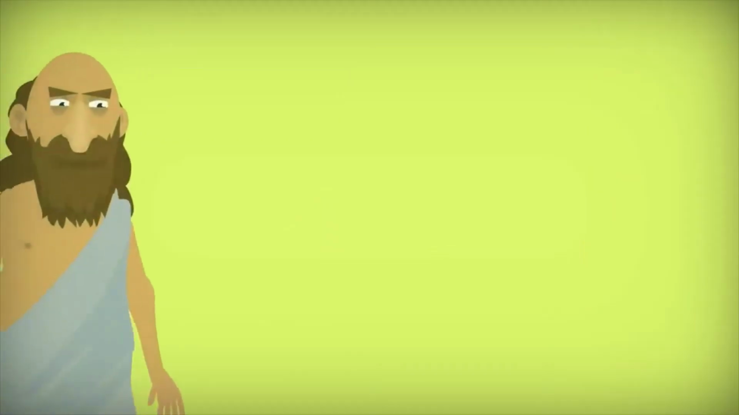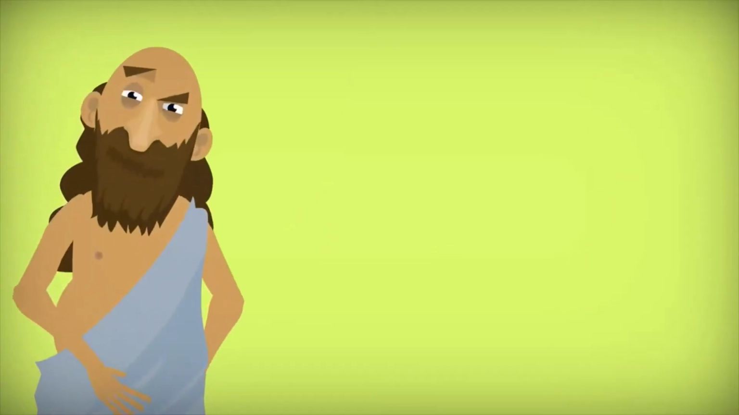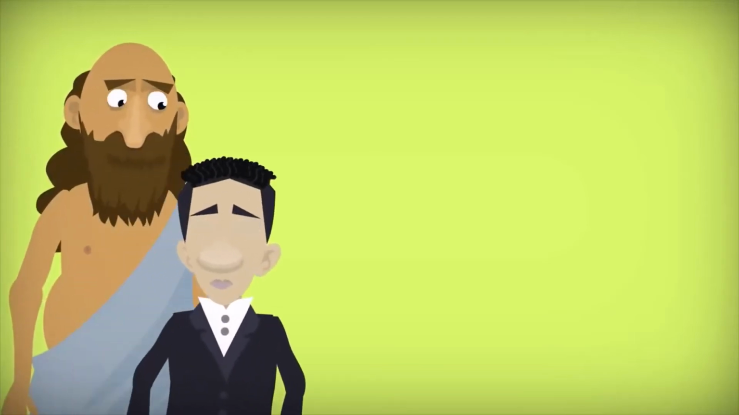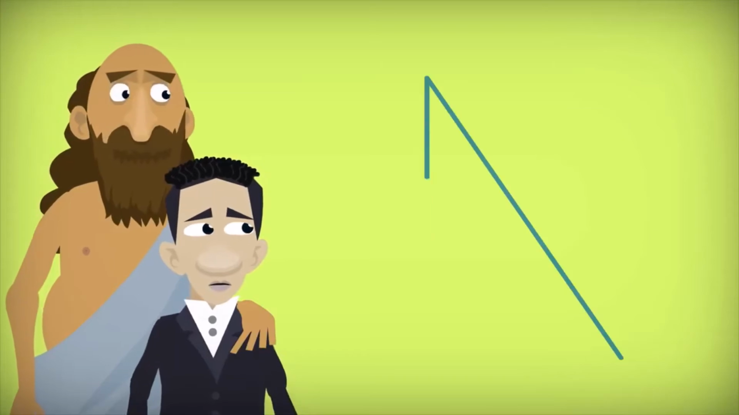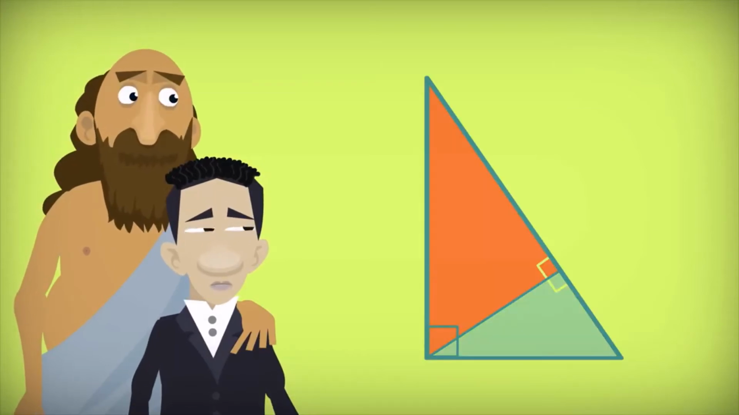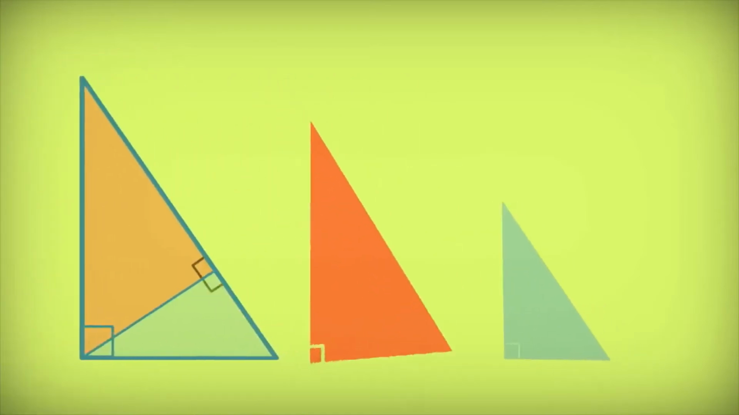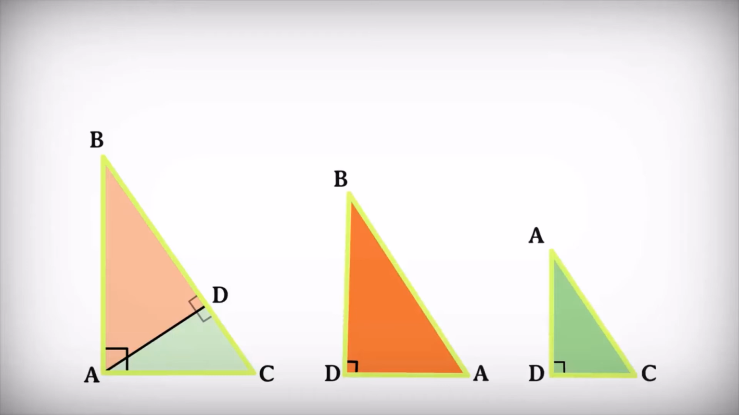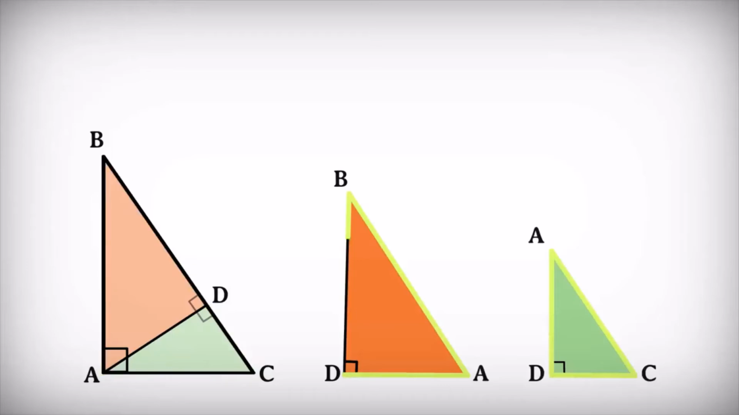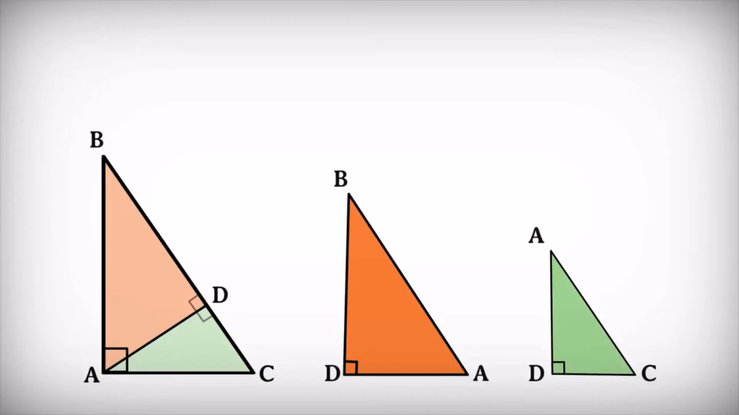Another proof comes from a fellow Greek mathematician, Euclid, and was also stumbled upon almost 2,000 years later by 12-year-old Einstein. This proof divides one right triangle into 2 others and uses the principle that if the corresponding angles of 2 triangles are the same, the ratio of their sides is the same too. So for these 3 similar triangles, you can write these expressions for their sides.